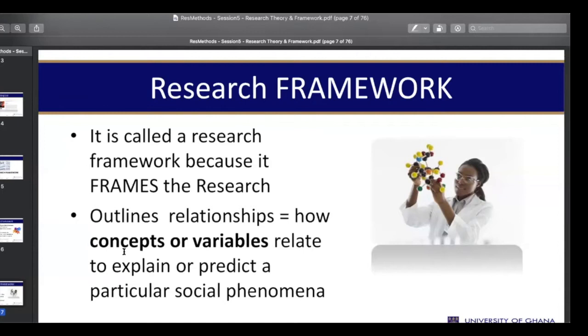My research will be guided by the variables outlined in the frame. So my variables are L, which is length, times the breadth, or the width, which will be my B or W. So in that case, I will not go out looking for things which are not in the frame. That is why we say that the research framework frames the research.